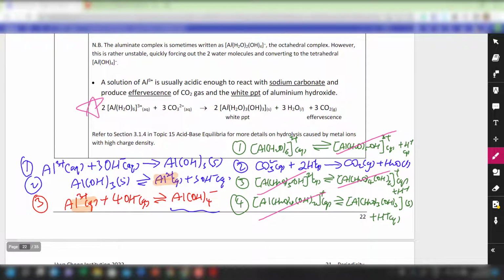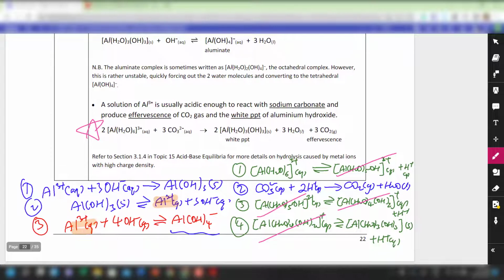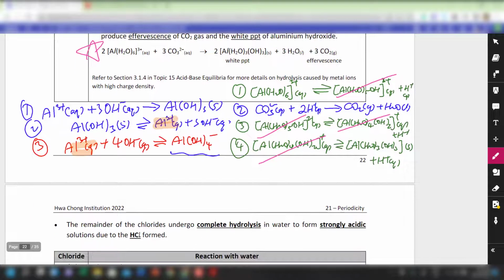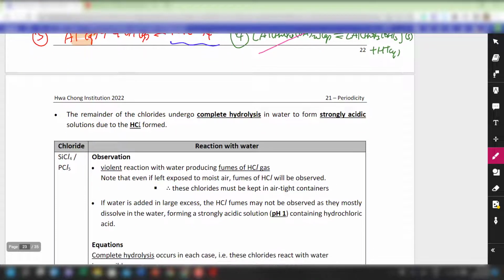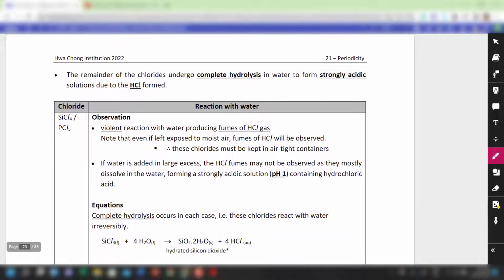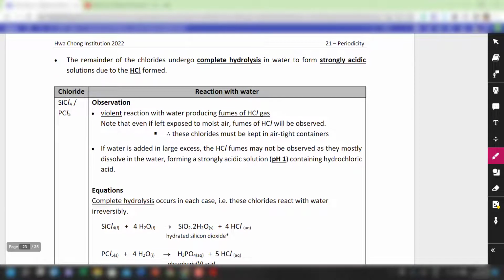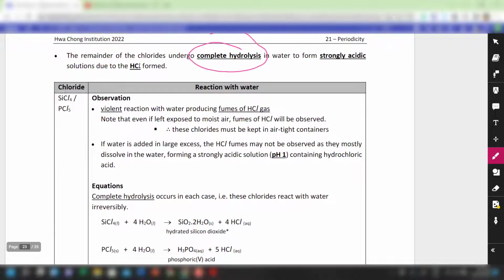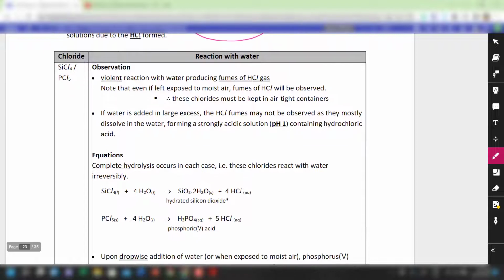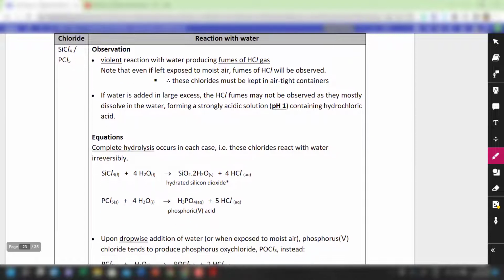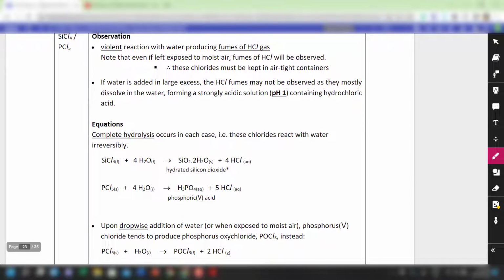I hope you find this discussion fruitful, because it is very important for you to recognize how the reaction works. The remaining chloride will undergo complete hydrolysis, and eventually you get a strongly acidic solution due to the formation of HCl. For silicon tetrachloride, you will get hydrated silicon dioxide.